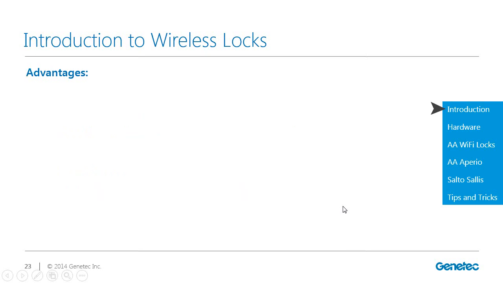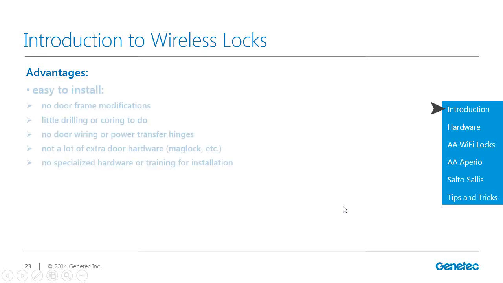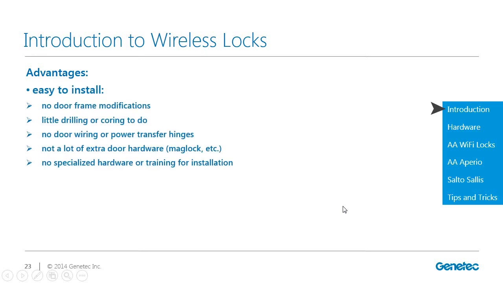Alright, enough with the negative. Let's take a look at the advantages of using wireless units. The main advantage we have here is that the locks are easy to install. There are no door frame modifications needed since all the parts are contained around the lock. We have very little drilling or coring to do on the door, so there's less chance of making a mistake and turning the door into Swiss cheese.